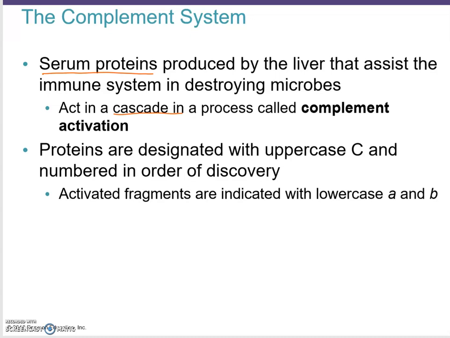Proteins are designated with uppercase C for complement, and then a number in the order. Basically, it goes not just in the order that they were discovered, but also in the order that they work, pretty much, with a couple exceptions. And then the fragments of these complement components, they get a lowercase a and b.